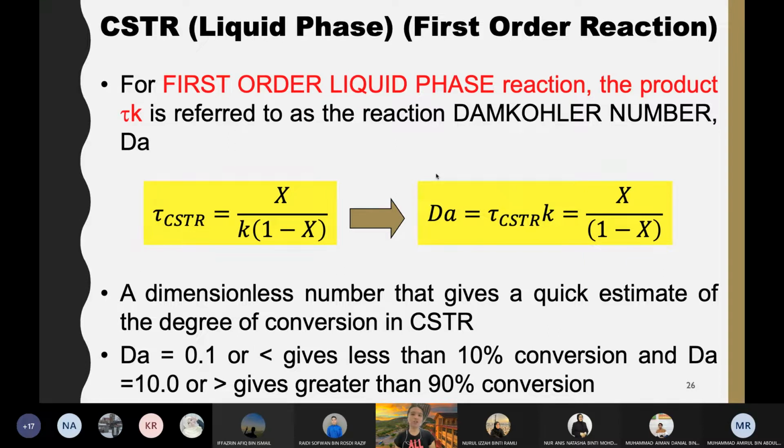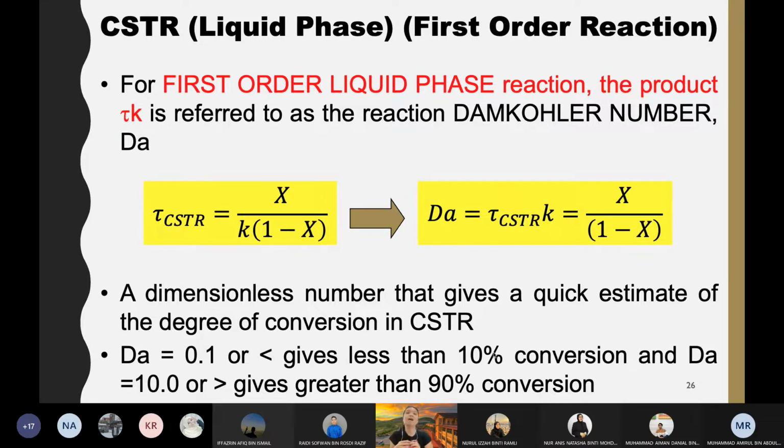Okay, katakanlah, if your Damkohler number kamu kira adalah 0.1 or lesser than 0.1. Kamu kira tau volume per volumetric flow rate, you multiply with K, katakan kamu dapat 0.1 or less than 0.1, meaning to say even before kamu run kamu punya reaction tu, you already know that your conversion will be less than 10%. Saya tak run pun reaction saya kira je Damkohler number saya based on the tau K. If I get less than 0.1, I know that my conversion will be very, very low, less than 10%.